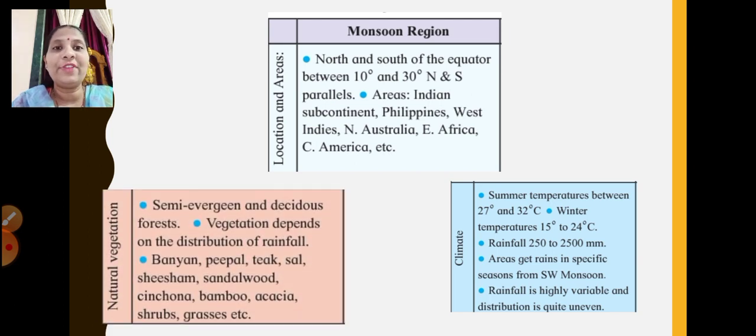Then the natural vegetation: semi-evergreen and deciduous forest. Vegetation depends on the distribution of rainfall. Banyan, peepal, teak, sal, shisham, sandalwood, cinchona, bamboo, acacia, shrubs, grasses, etc. So this is the natural vegetation which you'll find in the monsoon region.